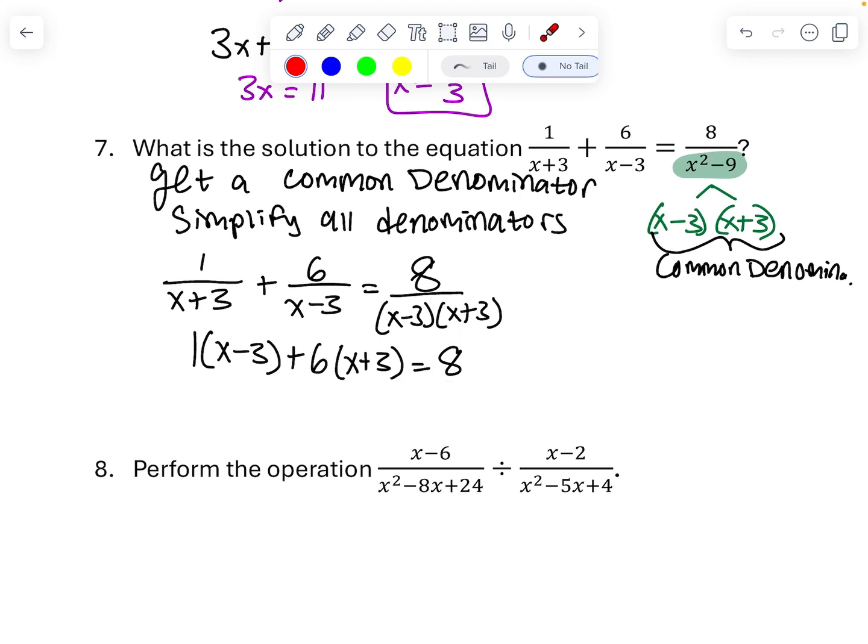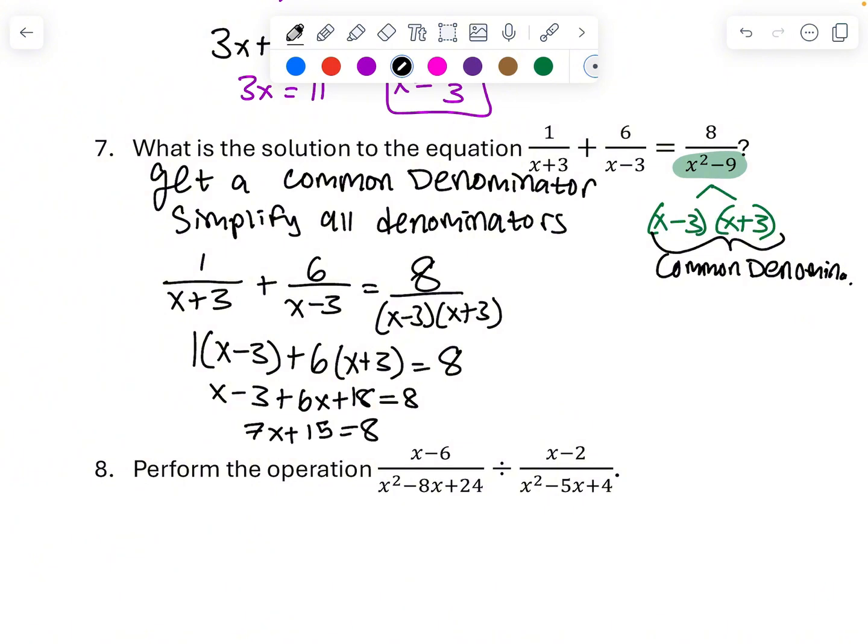Now once we have done that to all of the numerators, I don't need to write denominators again, because if all of my denominators are the same, then their numerators have to be the same. So then we distribute everything. 1 times anything is just that thing. So we'll have plus 6x plus 18 equals 8. Combine like terms, we have 7x plus 15 equals 8.